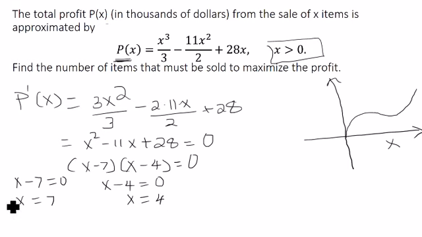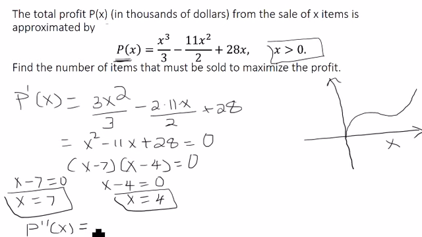Now these are the critical numbers, and we're going to plug these critical numbers into the second derivative, because I'm using the second derivative test here. So let's do p double prime of x, which means the second derivative of this function. I'm going to use the second line here because that's the one that is simplified. This is the first derivative after simplification. So the derivative of that derivative, which is the second derivative, is going to be 2x minus 11.